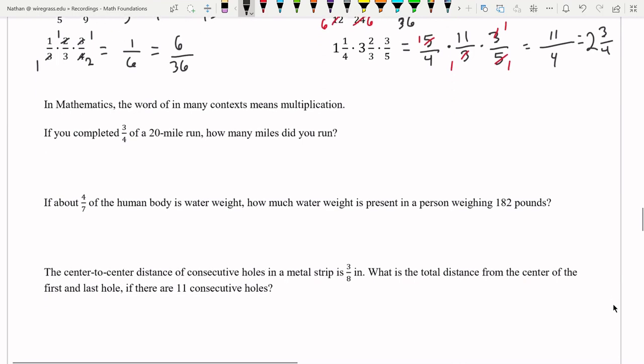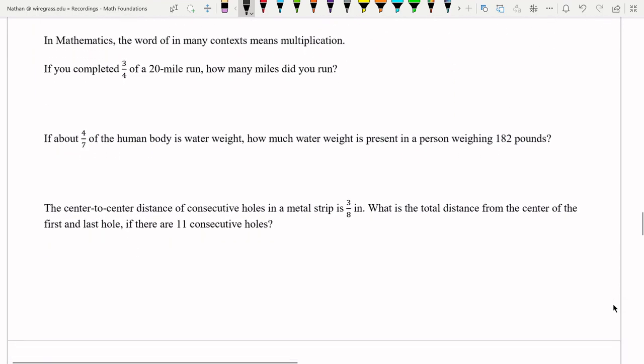Now, when you're working with application type problems, the word of typically means multiplication. There's many contexts where of means multiplication. You have to be careful though, because sometimes the word of is just necessary in the sentence for, you know, how English works. But like here, if you completed 3/4 of a 20-mile run, how many miles did you run? Well, here I can say I completed 3/4 of 20. 3/4 of 20 is multiplication.